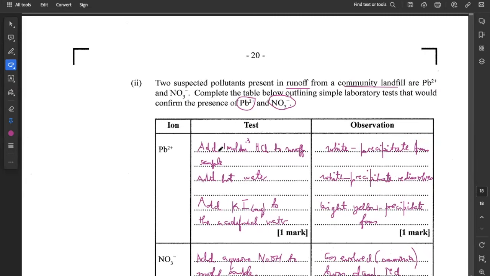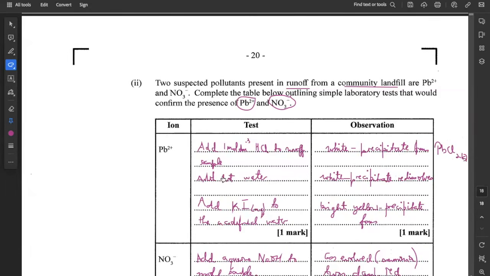So when we're testing for lead, one way that we might do this in the lab is that we can add 1 mole per dm cube solution of hydrochloric acid to the runoff sample. So we're going to take a sample of the runoff, bring it in the lab, and add 1 mole per dm cube of HCl to it. And when we do that, we're going to see a white precipitate form, right? And that white precipitate is PbCl2, a solid that's formed.